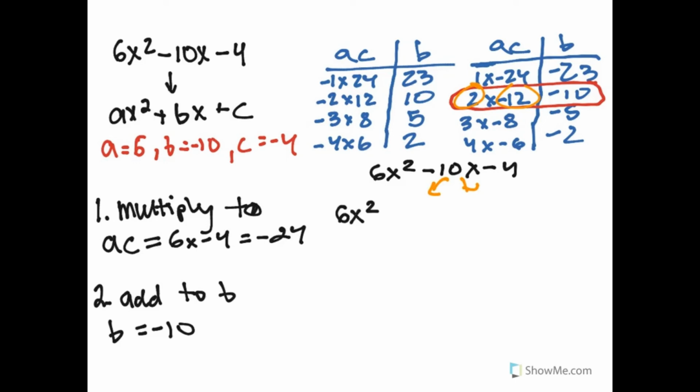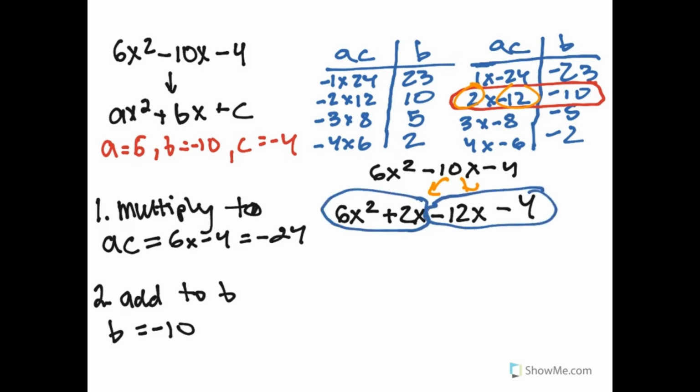So we'll rewrite this as 6x squared plus 2x minus 12x minus 4. And then we group the first two terms and we group the second two terms, and we see if we can pull out a common factor. From the first two terms, I see that I can pull out a 2x. Then I'm left with 3x plus 1. And over here with the second two terms, I can pull out a negative 4. Then I'm left with 3x plus 1. If you look over here, I made a mistake. This should have been 3x because 2 times 3 is 6, and then x times x is x squared.